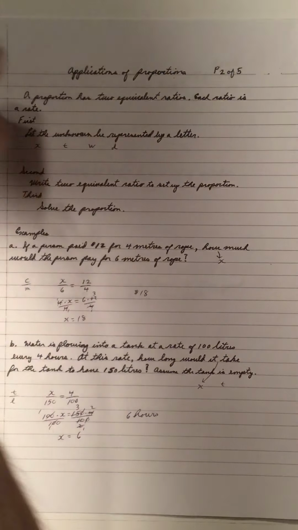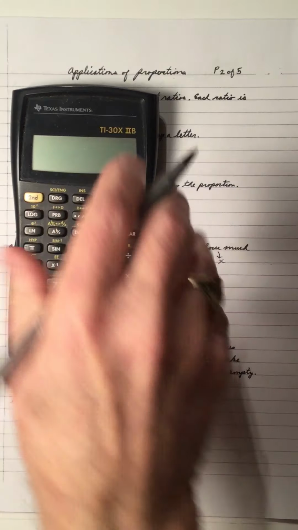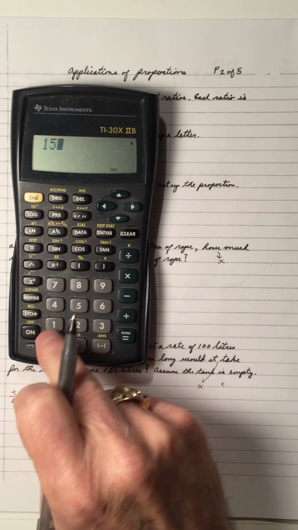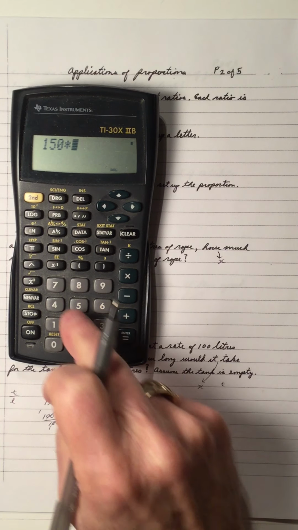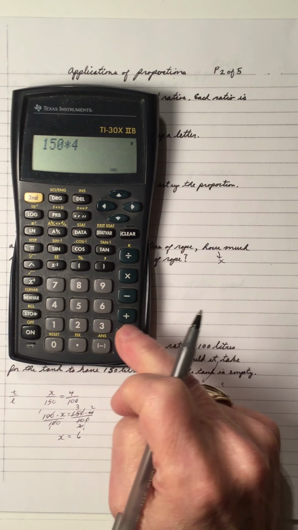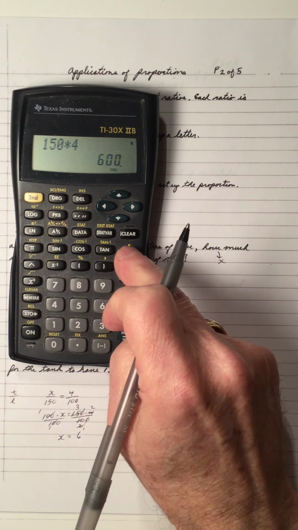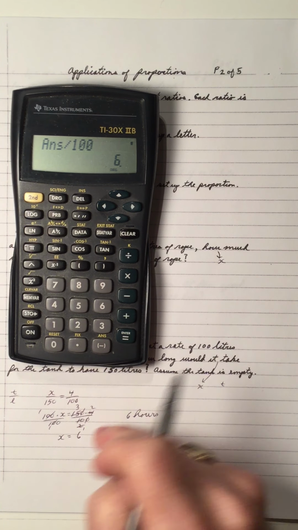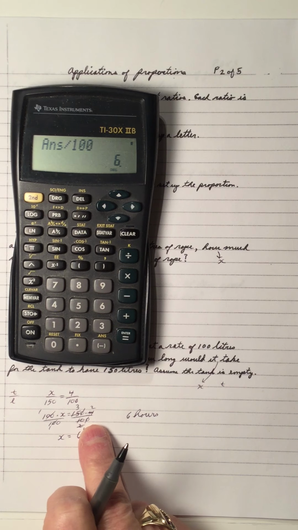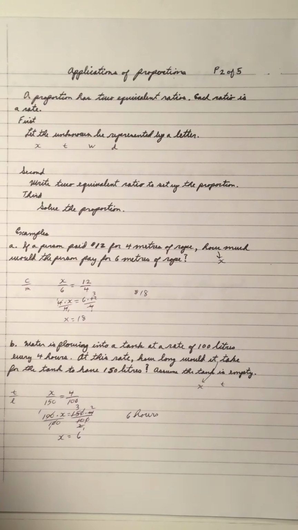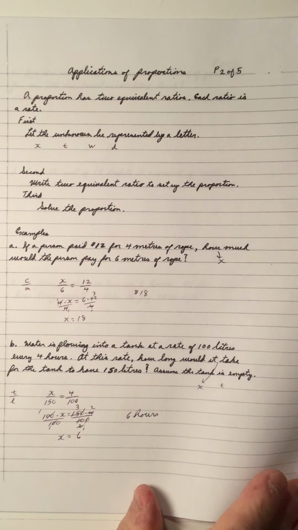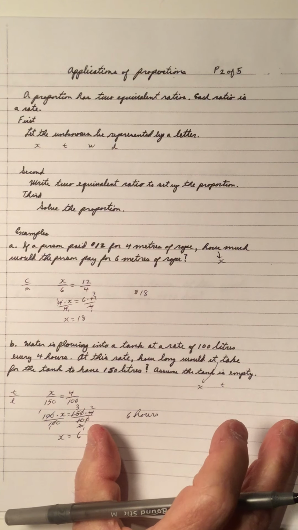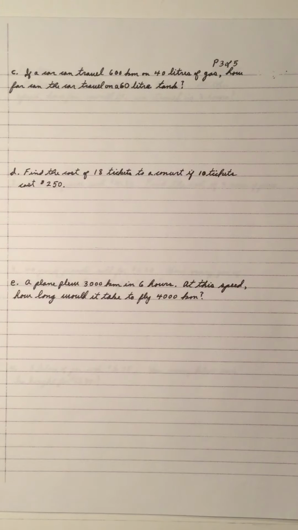Again, you could pick up your calculator and turn it on. You could go 150 times 4, and if you want to press your equal sign, and then you can turn around and divide that by 100. And you get your 6. So you can do your cancellation like I'm doing, or you can use your calculator, or do both to check your cancellation. Because when you're dividing here, you got a top numerator and denominator, you can cancel.